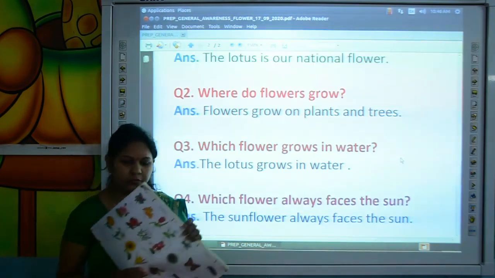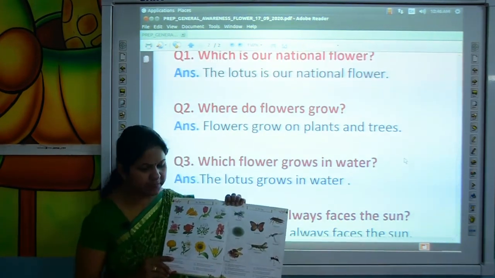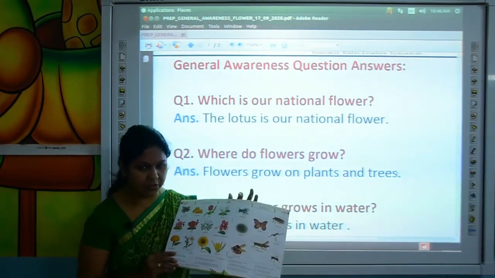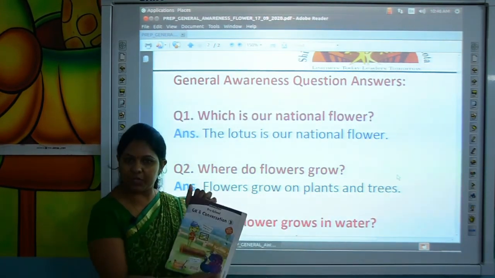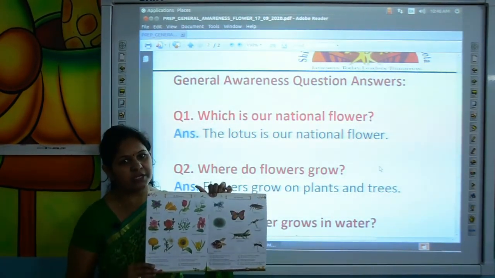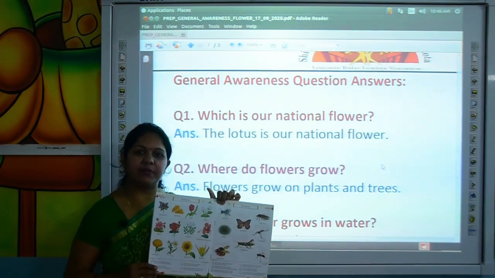So kids, do practice to learn these names and spellings of flowers and question answers from the book GK and Conversation, page number 20. And don't forget to revise the previous topics also.